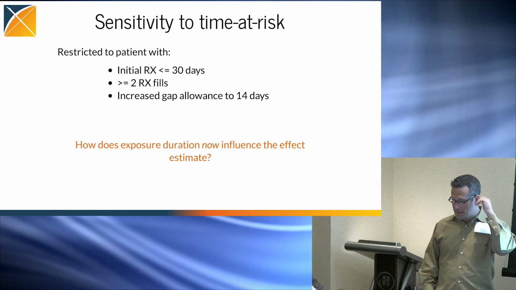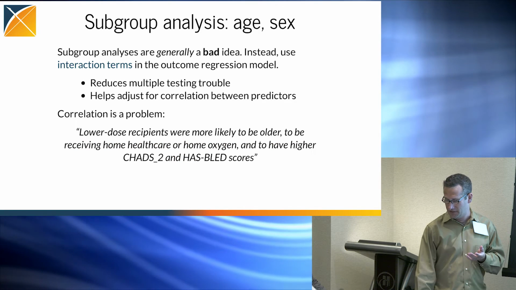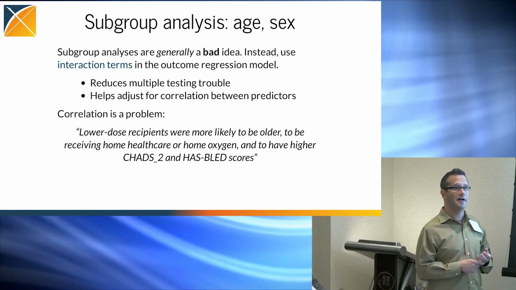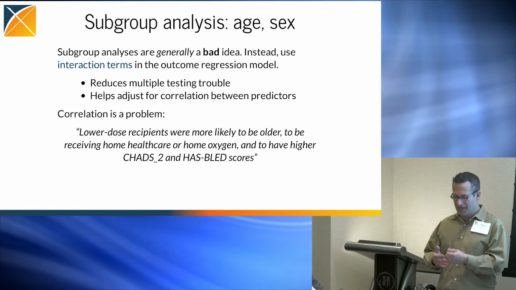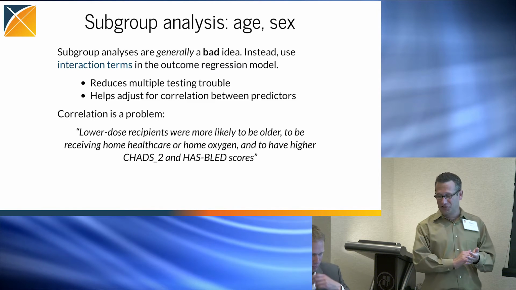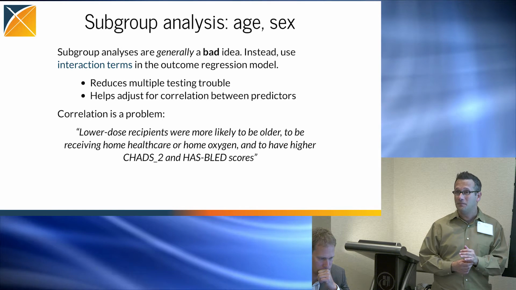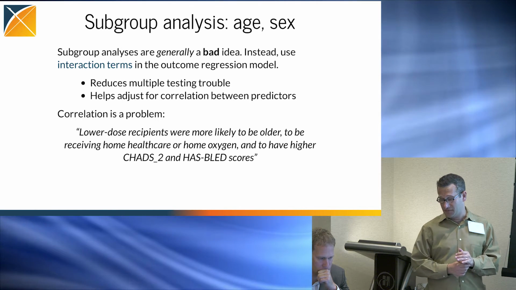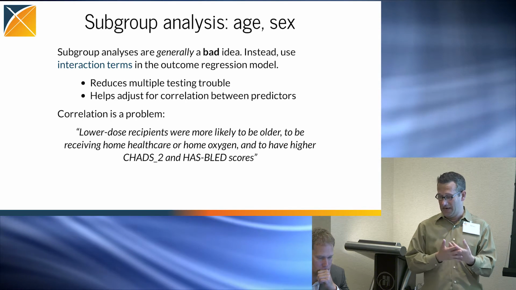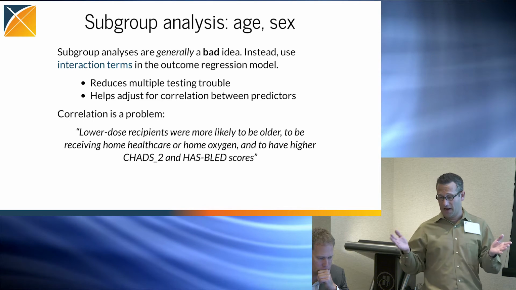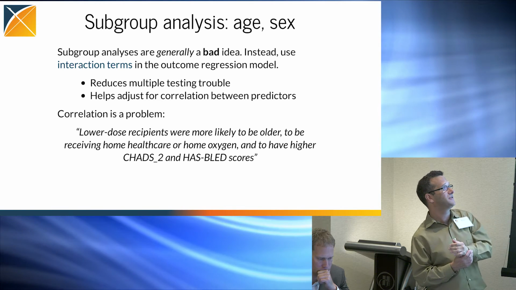Really nice framework. They did a number of sensitivity analyses in terms of time. I'm not going to spend too much time on them. They did a large number of subgroup analyses. I want to make a general statement, which is, that means it's almost never true. So subgroup analyses are generally a bad idea. You might want to consider using interaction terms in your outcome model. That will allow you to reduce trouble from multiple testing, and also you can adjust for correlation between predictors, which you can't do in a traditional stratifying by subgroups. And correlation does seem to be a problem amongst some of the predictors that they have in there.